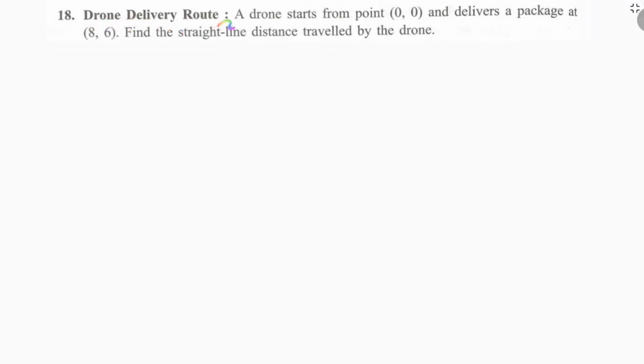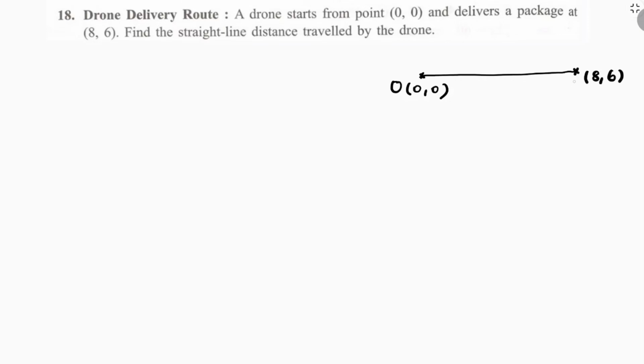Drone delivery route. A drone starts from point 0, 0 and delivers a package at 8, 6. Find the straight line distance traveled by the drone. See here, the drone started from a point which is 0, 0, the origin, and delivers a package at 8, 6.